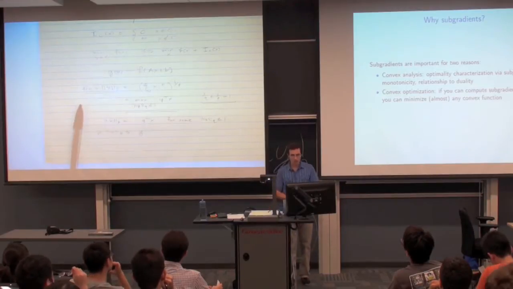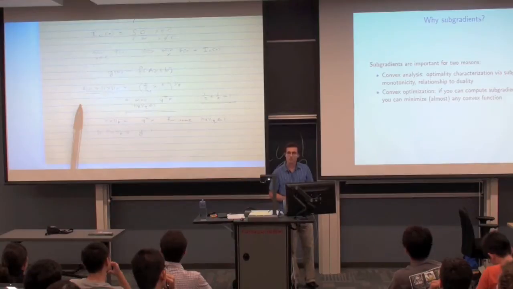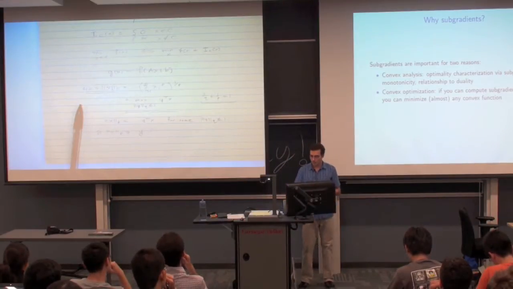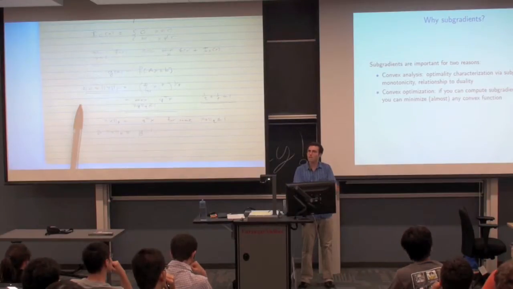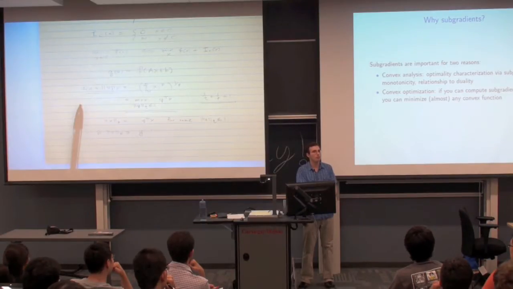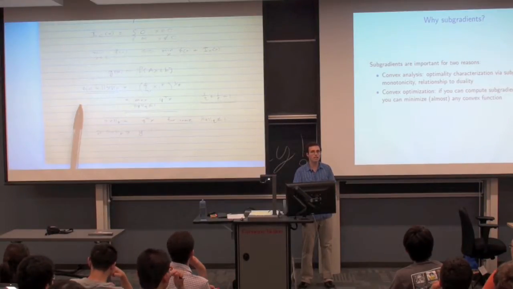Okay, why subgradients? Why are we bothering with this concept at all? Well, there's two reasons. The first is convex analysis. We're going to see, I think in the next slide actually, that an optimality condition for what it means to be a minimizer of a convex function can be characterized via subgradients. Duality also has a very close connection to subgradients. So a lot of convex analysis that we're going to see throughout this class and beyond involves the notion of subgradients. So understanding subgradients allows us to say a lot of pretty powerful things.